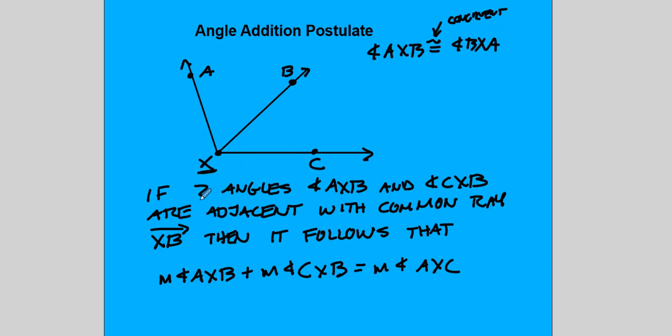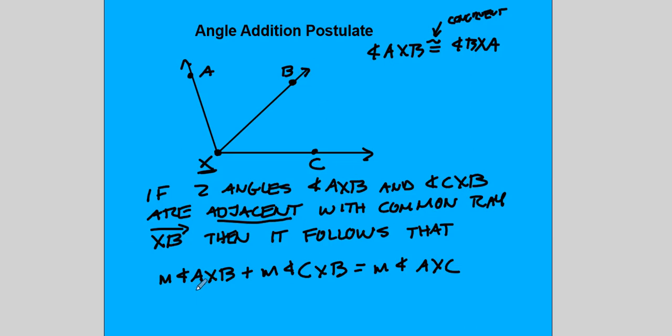So in my diagram, if two angles, AXB and CXB, are adjacent, remember what adjacent means: they're basically next to each other. They share a common vertex and a common side, or arm. These two angles share ray XB. So if angle AXB and angle CXB are adjacent, they share a common vertex and a common side, with common ray XB being the common side.